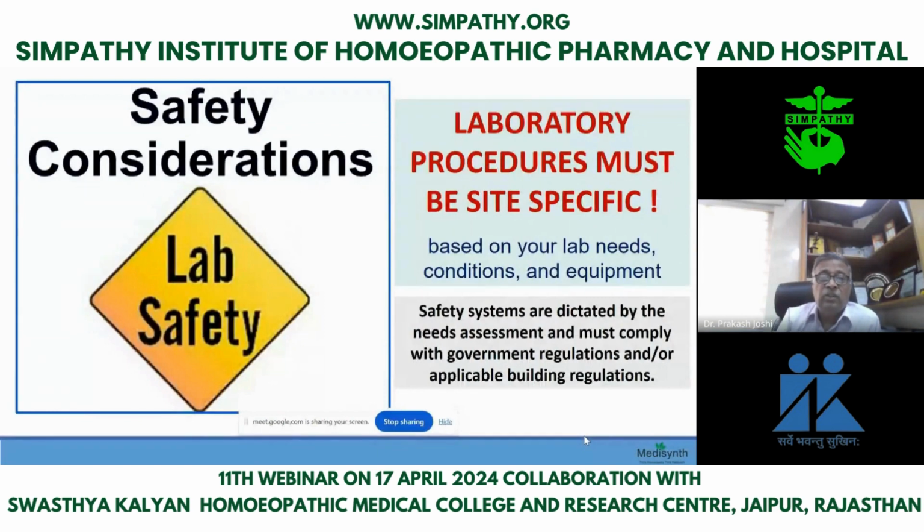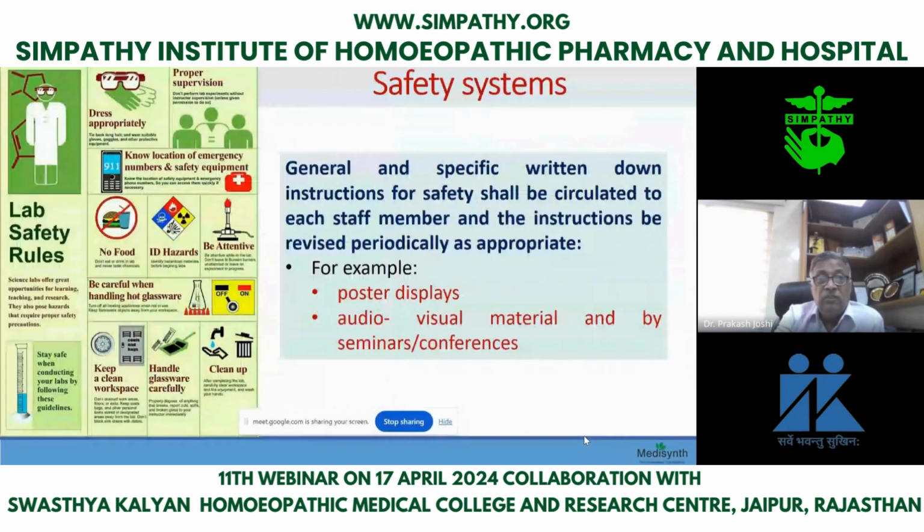This is, as I want to tell you, the safety consideration. Laboratory procedures must be site-specific, based on your laboratory needs. Safety systems are dictated by the needs assessment and must comply with government regulations and applicable building regulations. So this is very important. Next, you will find the safety system, which is very important. You should have a proper dress code in the laboratory.